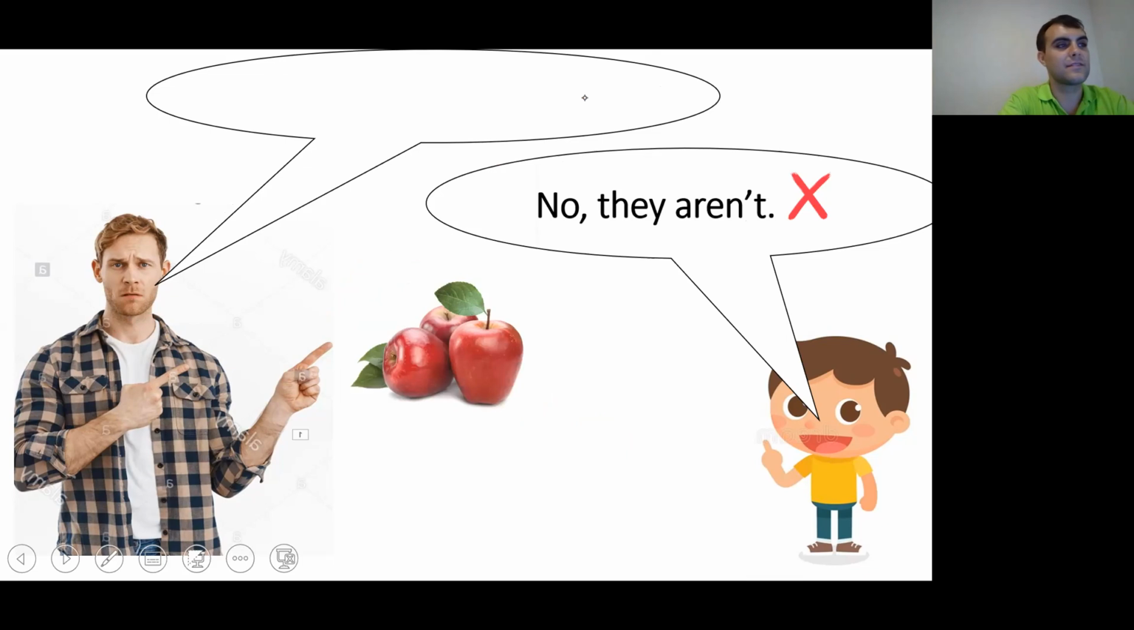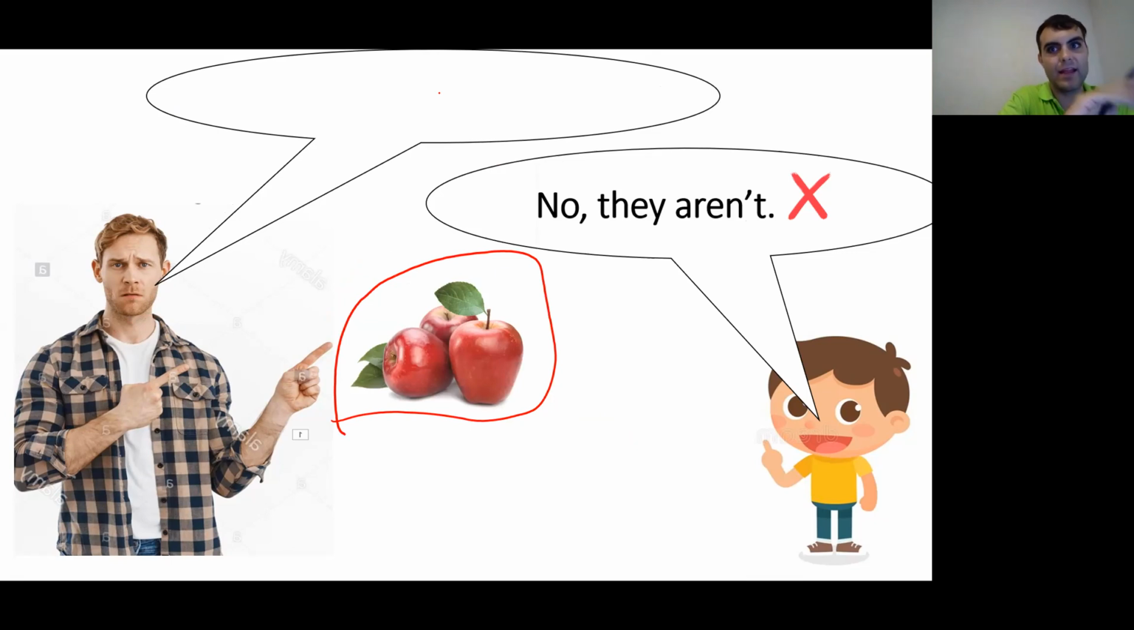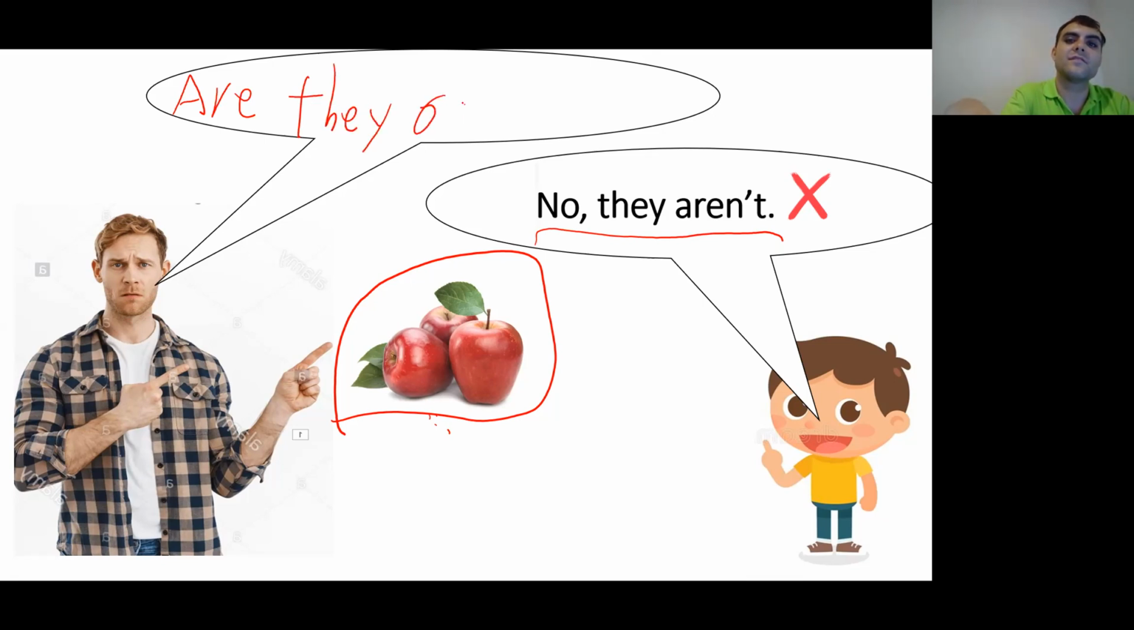Okay. Now what's he going to be saying? What's he talking about? Right, so these are apples. So that means he can't be asking anything about apples. He can't be saying, are they apples? Because the answer would be no, they aren't. And they are apples. So we have to have him ask about something else. So in this case, I'll have him say, are they oranges? And the answer is no, they aren't. But you can put anything here as long as it's not apples.